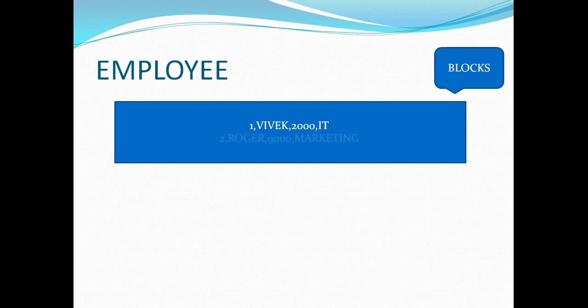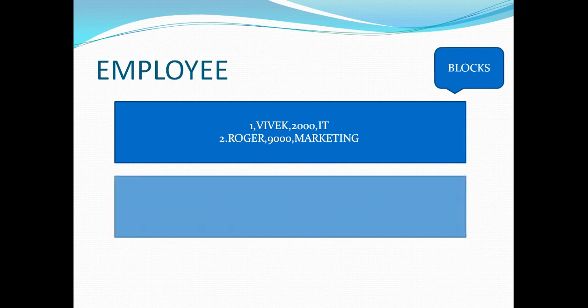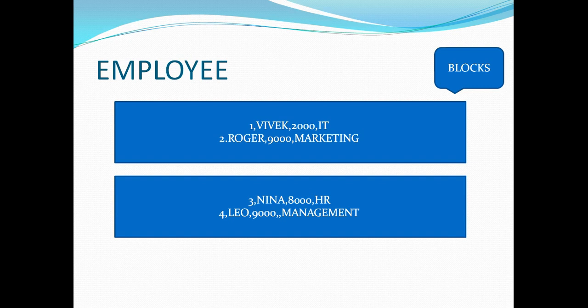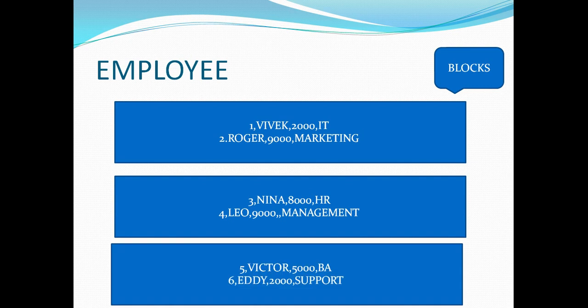The same will happen for my second employee, Roger, who works for the marketing department. It will have its own unique address which will be stored in its ROWID column, and that will continue to happen for all the rows that are going to get inserted. Nina will have her own address stored in the ROWID column. The same will happen for Leo and Victor and Eddie, who work as business analyst and support employees. So all these rows will have a unique address on disk which is reflected by the pseudo column ROWID, and this particular address is never going to change no matter how you access your data.